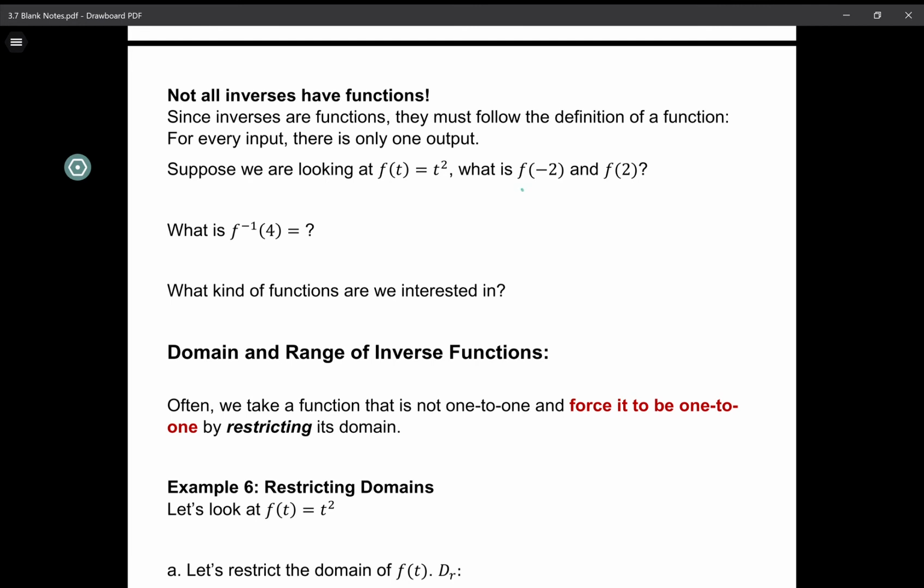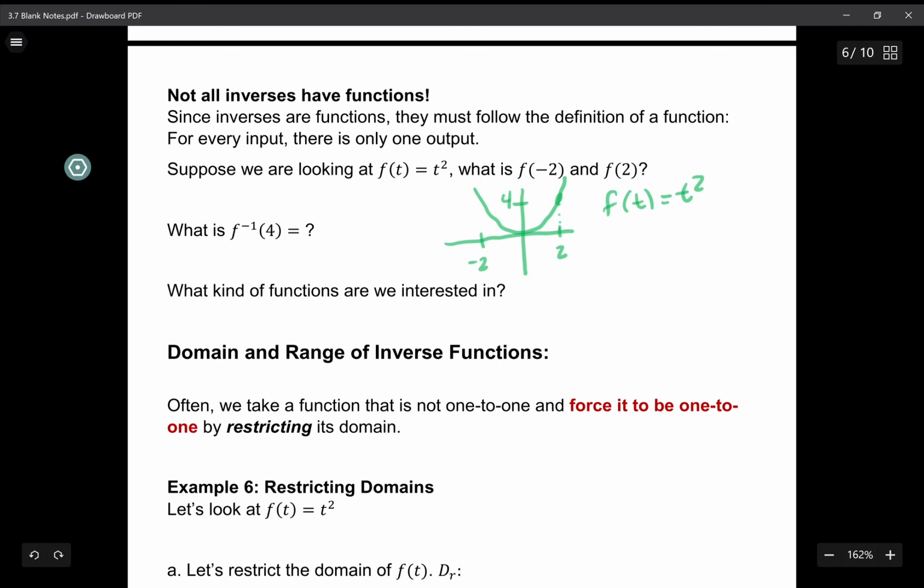Let's look at f of t equals t squared, and let's just graph this because I like to think about things graphically. Here's f of t equal to t squared. Let's look at f of negative 2 and f of positive 2. If we put 2 into f of t equals t squared, we get 4. And if we put negative 2 into f of t equals t squared, we also get 4. That's what squaring does for us, right? So the point (2, 4) is in f of t, and the point (negative 2, 4) is in f of t.